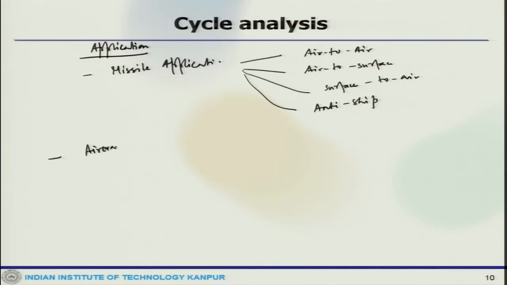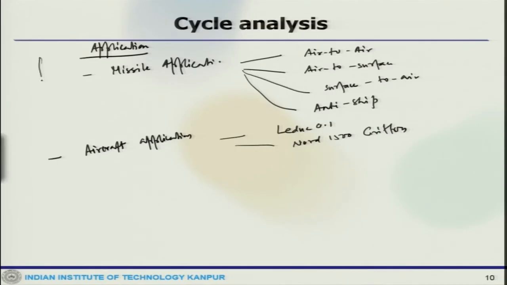Then you can have anti ship missiles. So, these are different missile applications. Then you can have aircraft applications. A variant of the pure ramjet is coupled to another type of engine, like piston, turbojet or turbofan, to power the aircraft. One example which we have seen is the Leduc 1 or the Nord 1500 Griffon. These are coupled with other engines. Other countries like Germany, Japan and the Soviet Union also have these. So, there are two primary kinds of application: one is missile applications, where this is very handy, and the other is aircraft applications, where it could be coupled with another engine.